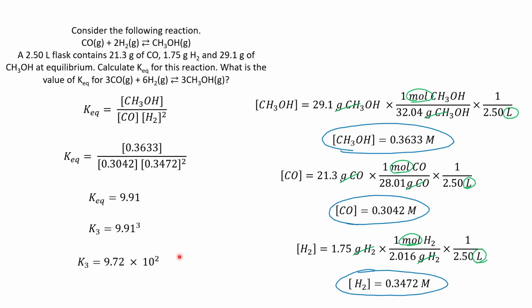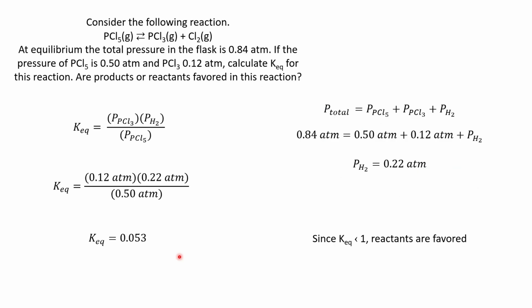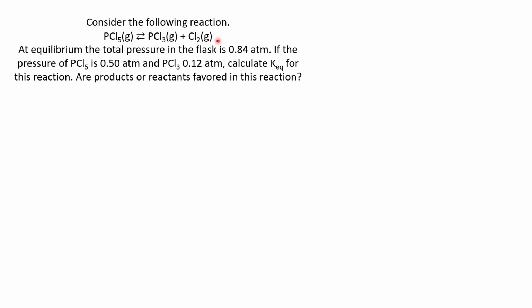Let's see how a twist works when we're talking about pressures. So we have a new reaction right here. Yes, it is balanced. And it says at equilibrium, the total pressure in the flask is 0.84 atmospheres. If the pressure of PCl5 is 0.5 atmospheres and PCl3 is 0.12 atmospheres, calculate KEQ for this reaction. And then the second part is, are products or reactants favored in this reaction? Okay, so again, I'm going to table the second part. Let's just get this KEQ.